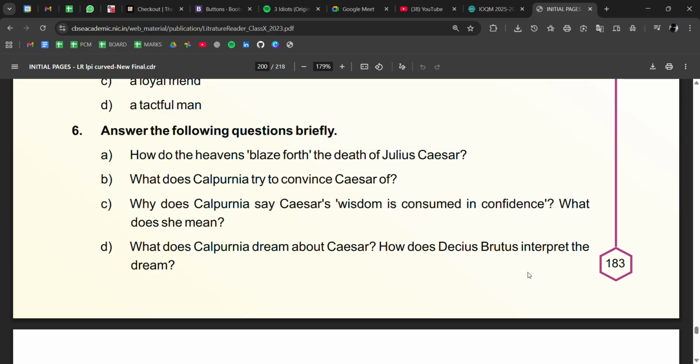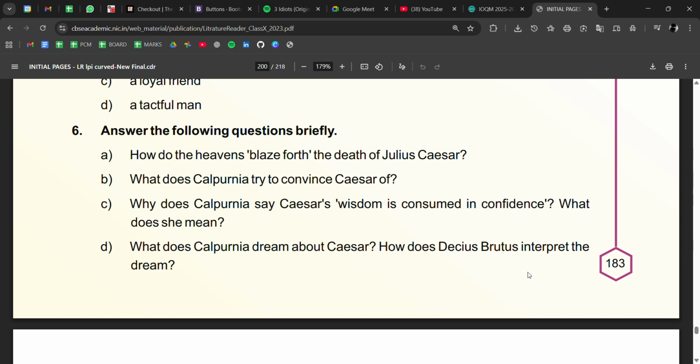So, when we say that the heavens blaze for the death of Julius Caesar, it is basically referring to the sky showing strange and fiery signs in the night just before Julius Caesar's death. That was thunder, lightning, meteors, and everything else. These cosmic disturbances symbolize that Caesar's death would not just be the fall of a man, but the downfall of a mighty ruler whose fate was tied to Rome itself.